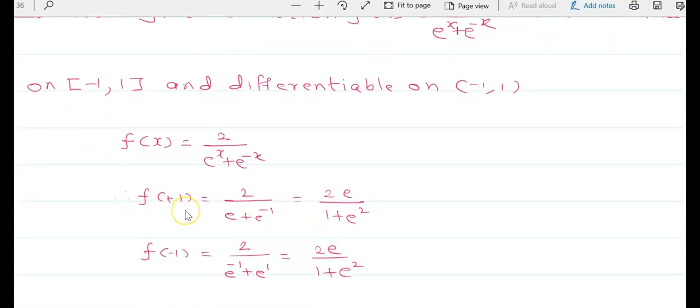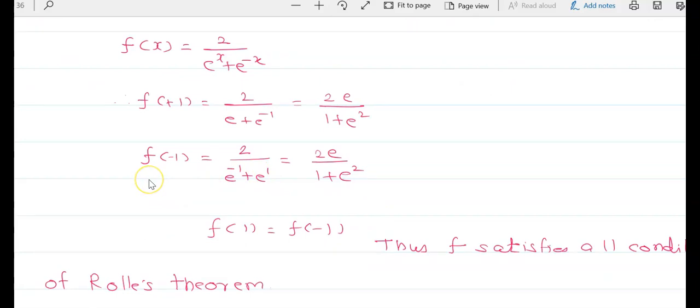Now f of x is equal to 2 upon e raised to x plus e raised to minus x. The value of f of 1, that is x is replaced by 1, is 2 upon e plus e raised to minus 1. If we simplify this, then you will get 2e upon 1 plus e square. F of minus 1 is equal to, x is replaced by minus 1, 2 upon e raised to minus 1, and this minus minus will become plus 1. Therefore you will get 2e upon 1 plus e square. Now these two values are same. Therefore f of minus 1 is equal to f of 1. Thus f satisfies the condition.